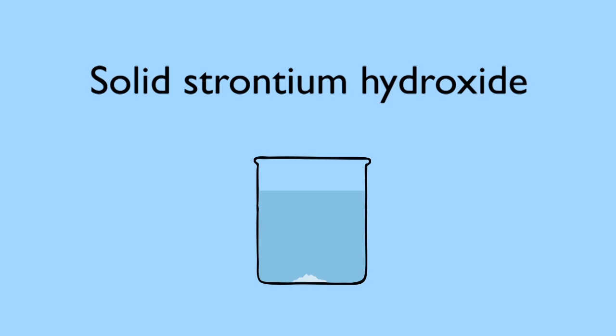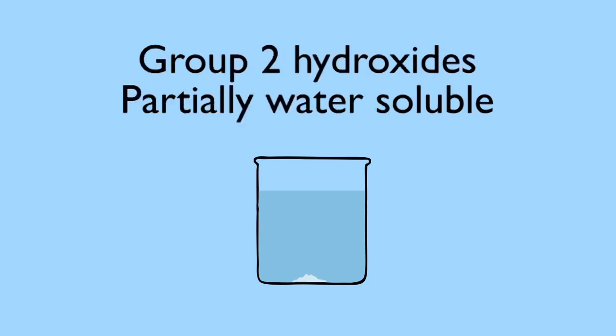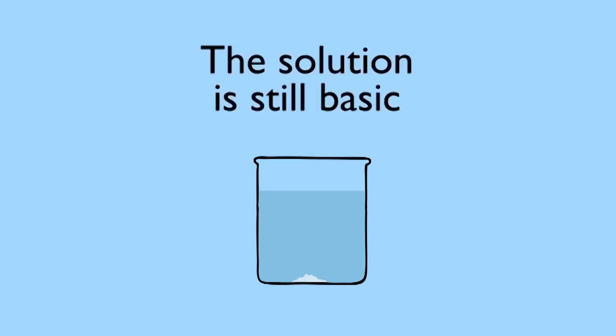Unlike group 1, the hydroxides formed by group 2 are only partially water soluble and can often be seen in the solid form as the reaction occurs. The solid hydroxide often forms as a protective layer on the surface of the metal itself and slows down the reaction. But the solution will still be basic, as at least a few free OH- ions are present.